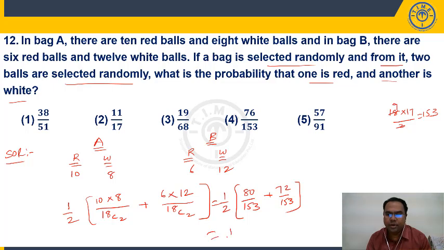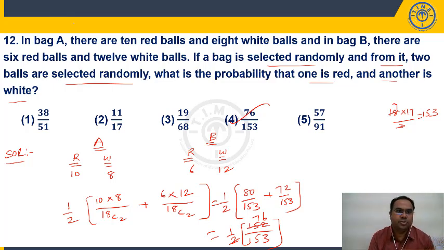So half of 152 by 153. 2 goes 76 times. So 76 upon 153. 76 upon 153 is nothing but choice 4. And this is probability. And we can say this is a moderate level of difficulty. Not easy. I can say this is moderate.